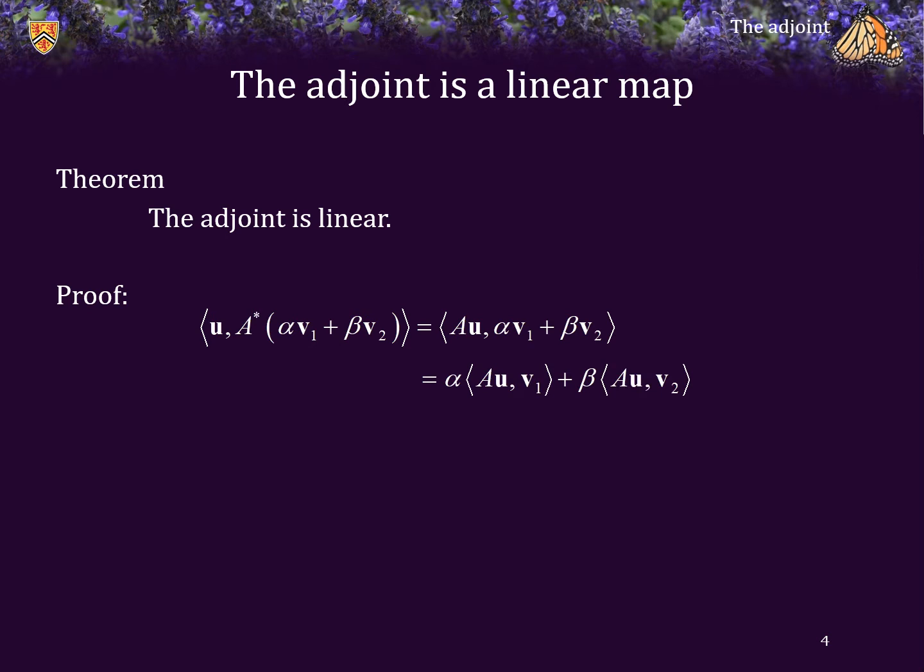However, from the properties of the inner product, we can rewrite this inner product as follows. And consequently, we can bring the adjoint back to the second term in the inner product. And now, once again, using the properties of the inner product, we see that the following is indeed true.